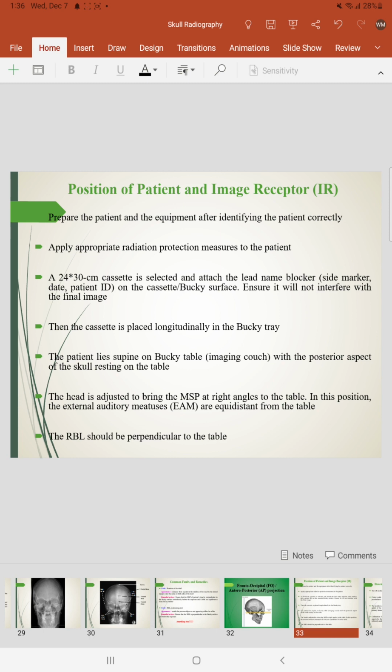The patient lies supine on the table or imaging couch with the posterior aspect of the skull resting on the table. The head is adjusted to bring the MSP at right angles to the table. In this position, the external auditory meatus are equidistant from the table. The RBL should be perpendicular to the table.